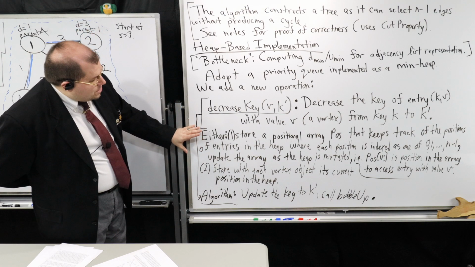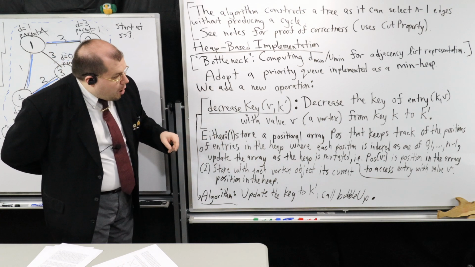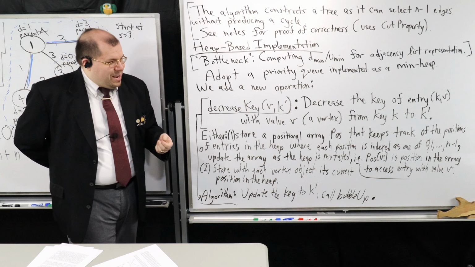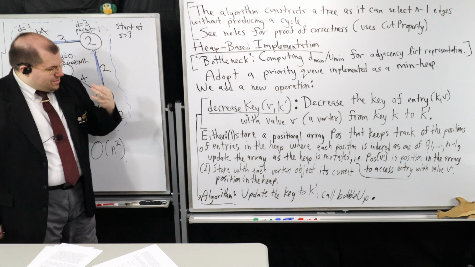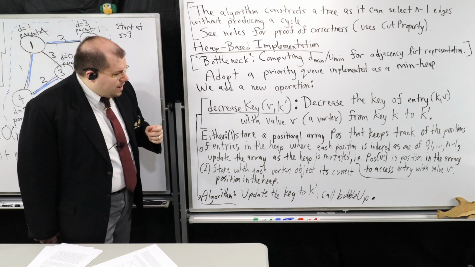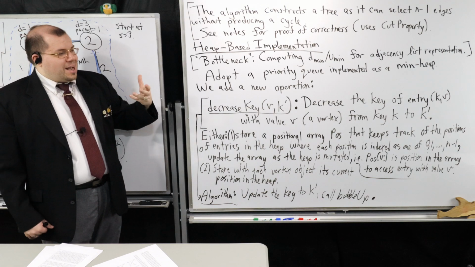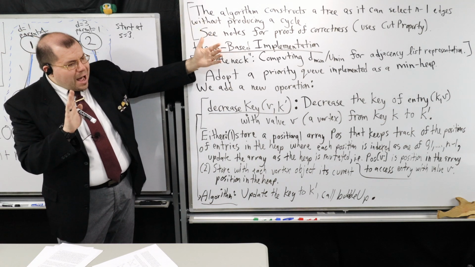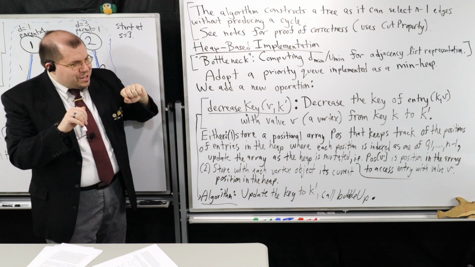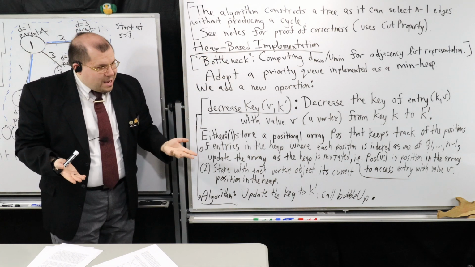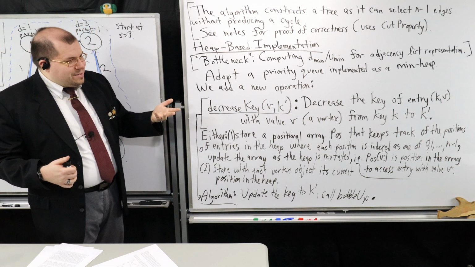There's a couple different ways to do this. The first one is to store a positional array, POS. I just call it POS. You can call it whatever you like. That keeps track of the positions of entries. Sorry, I'm getting very excited here. Entries in the heap where each position is indexed. So here's the idea. You have your heap as an array. Each one of the positions has some key, or priority, and some value that's associated with that element.